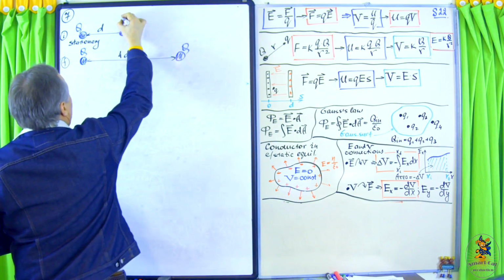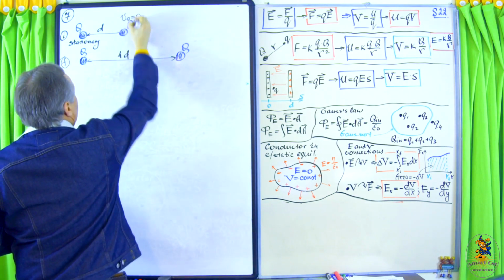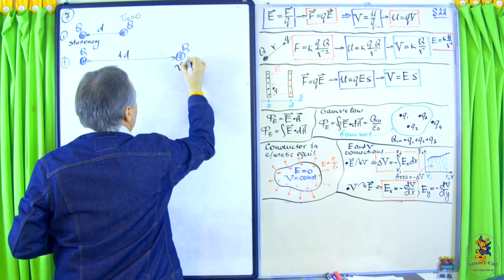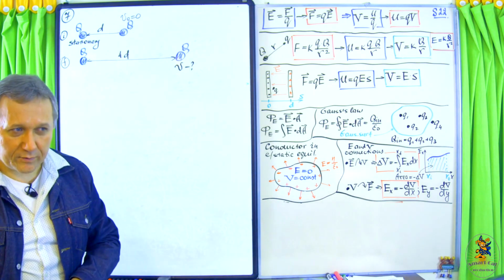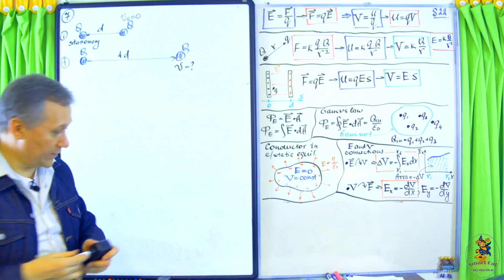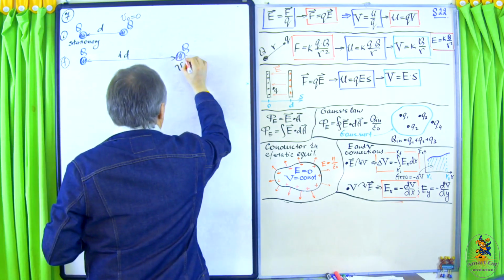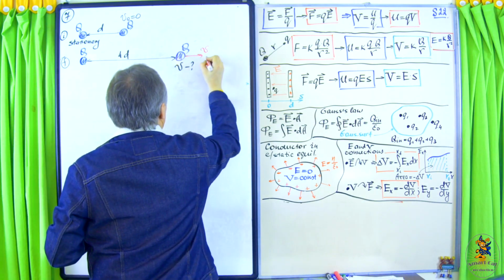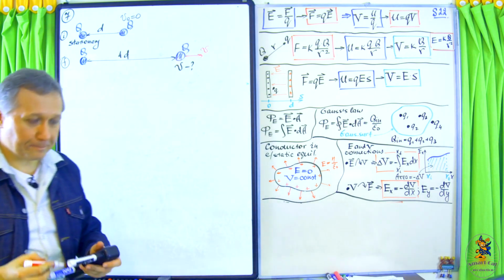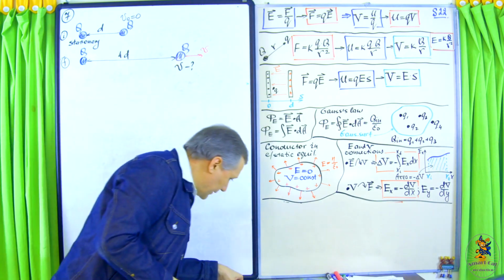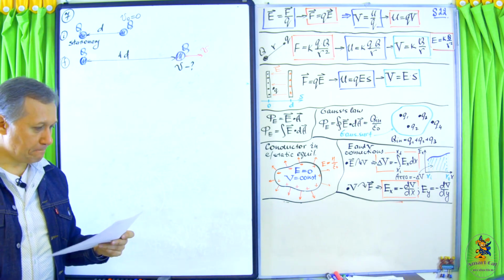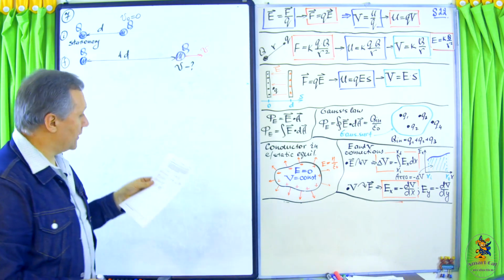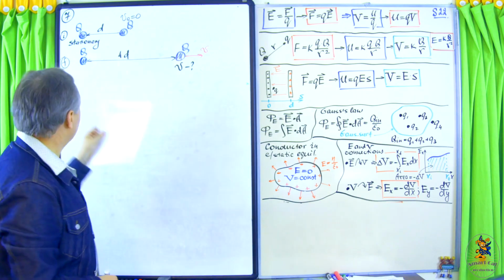So the initial velocity v naught is 0. And now we are interested in the velocity at this moment, when the distance between these two charges is 4d. So that's our velocity, and we need to find that velocity. Let me check what else is given. I think I gave everything. Released, so v equals 0. That is stationary. Yeah.